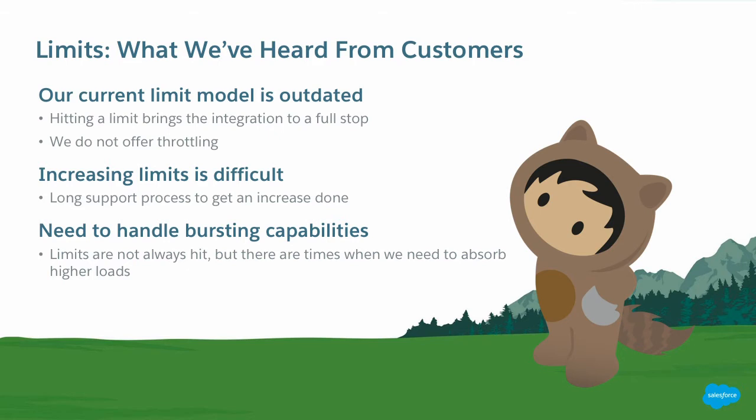And the third piece of feedback that we've received is that we really need to be able to handle bursting capabilities. On average, you may be well below your daily utilization, but you have a migration or a massive data import that you need to do. You want to schedule it over the weekend so that none of your end users are seeing the changes or are impacted by it. But to actually get that all done in a small period of time, you have to go over your limits, and we do not provide that bursting capability today.